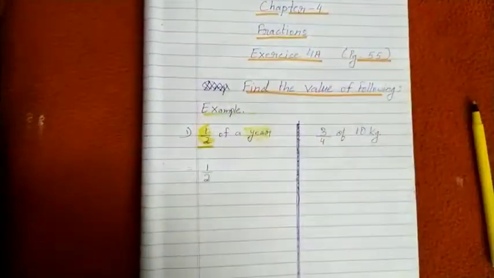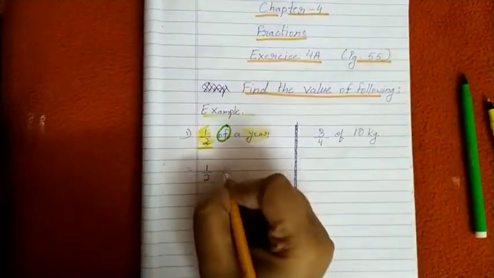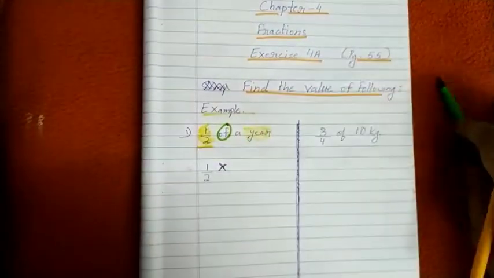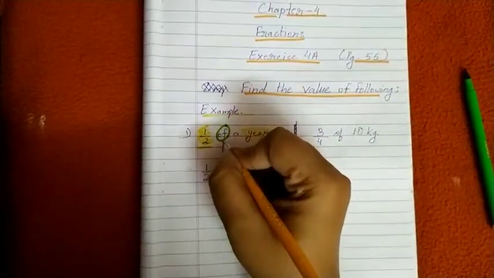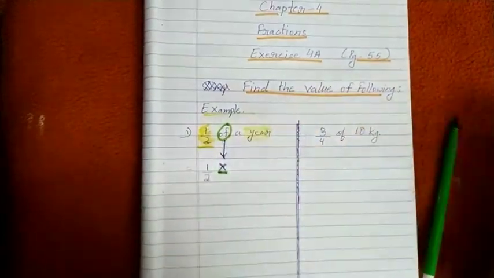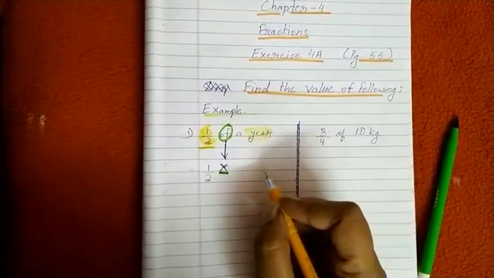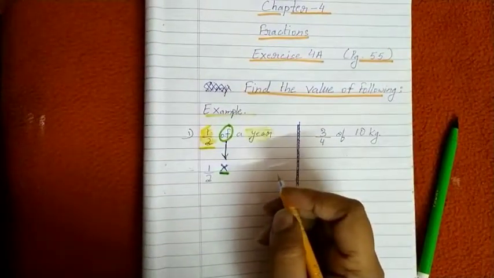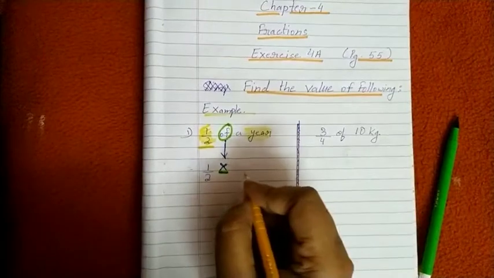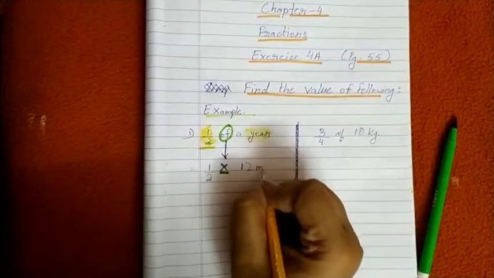Okay, this "of" means what, children? Multiplication. "Of" means multiplication. So I'll replace this "of" by a multiplication sign. See? After replacing it by multiplication, of a year. Okay, in a year how many months are there? Tell me. There are 12 months. So I'll write 12 months.